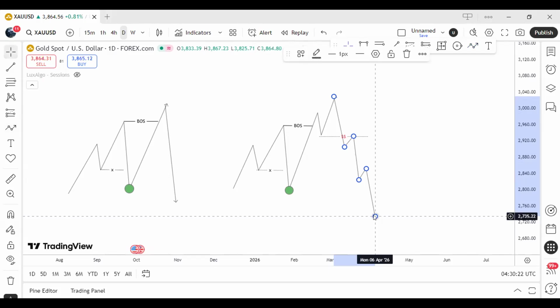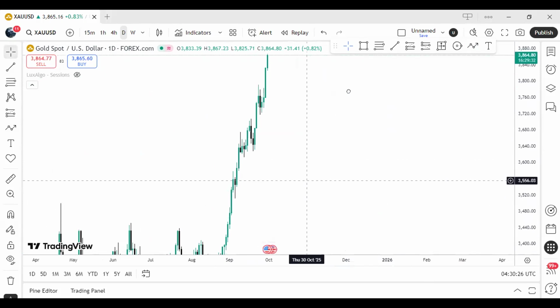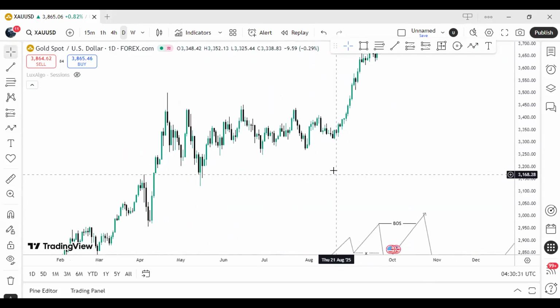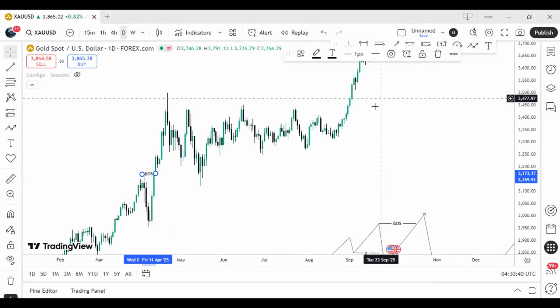So let's quickly dive into the chart to see what we have for the week. All right. So far so good. Gold has been very bullish, right? We have our break of structure here. Easy. This is a break of structure. This is on the daily time frame.